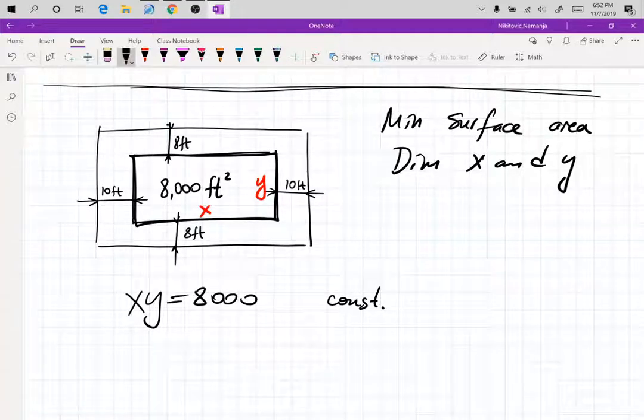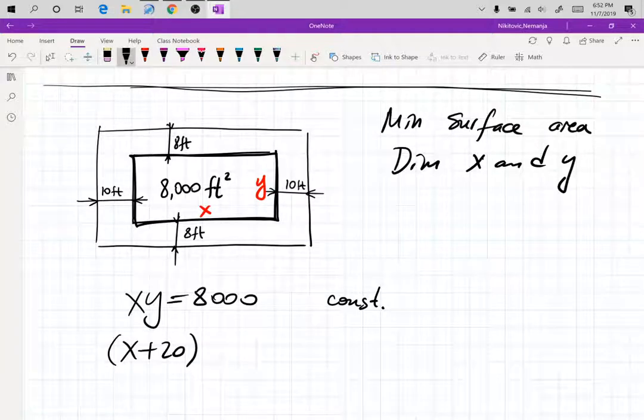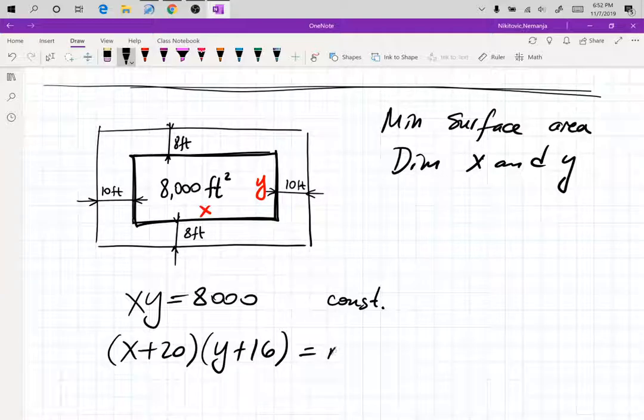Y plus 10, x plus 8. What? Y plus 8. Y plus 10 times. Oh, yeah, very interesting. X plus 20, in parentheses, times y plus 16. Thank you, Madam President. So (x plus 20) times (y plus 16) equals minimum, right? We are looking for the minimum, and that's our objective.